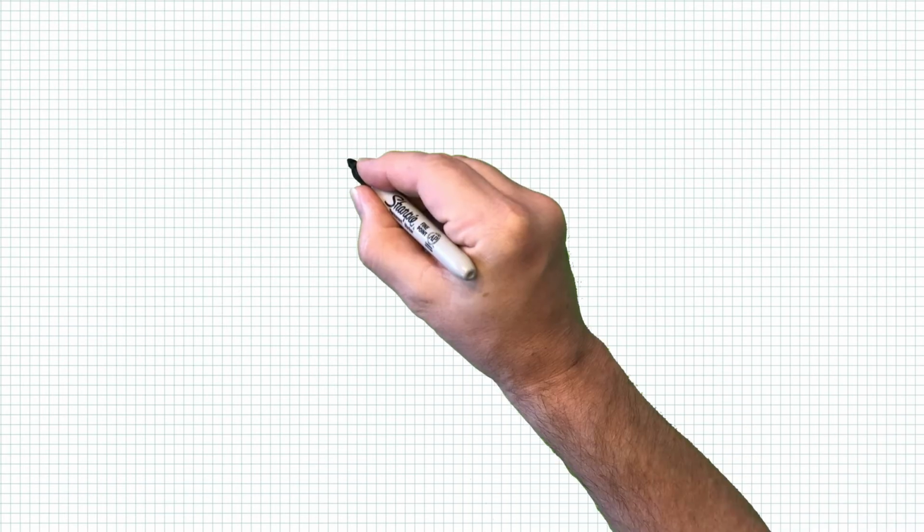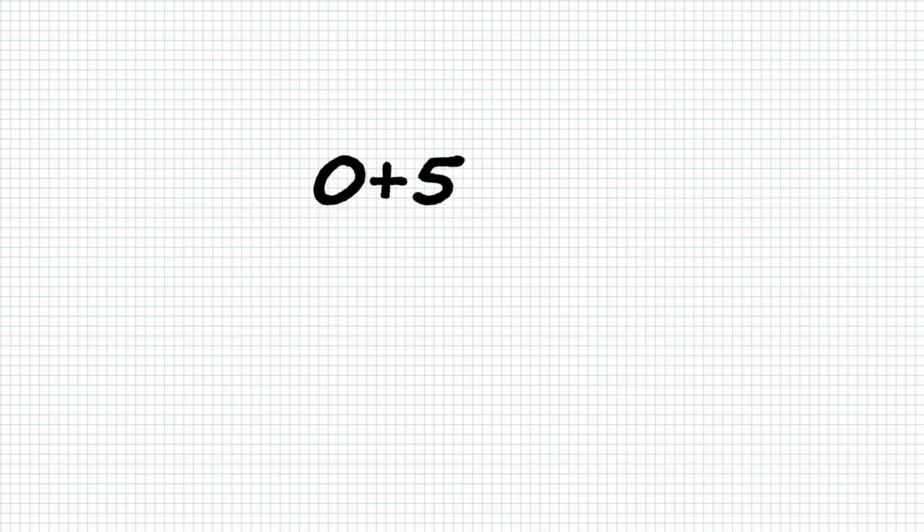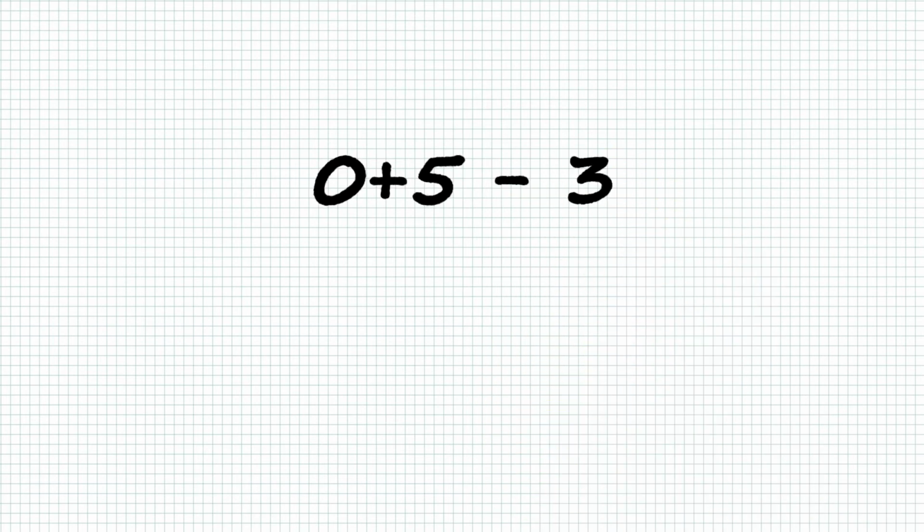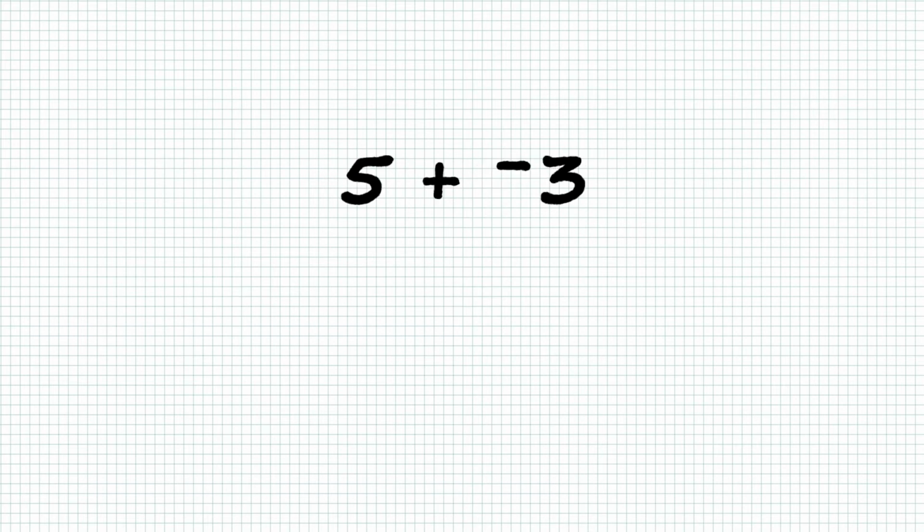5 can be written as 0 plus 5. So 5 take away 3 can be written as 0 plus 5 take 3. Using the commutative property, we could swap the 5 and the 0 to give us 5 plus 0 take 3. The associative property tells us this is the same as 5 plus 0 take 3. But wait a minute, isn't 0 take 3 just negative 3?